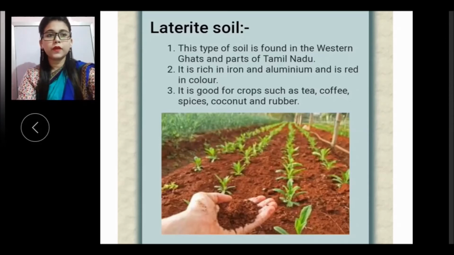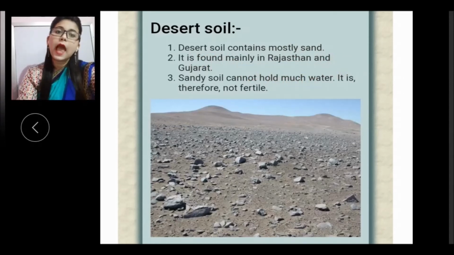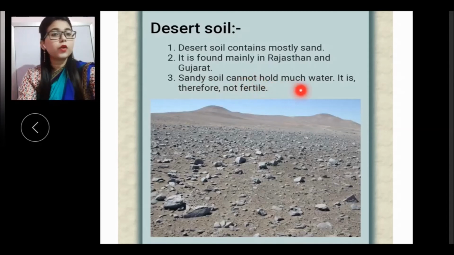Now let's move further and see the desert soil. I hope students you have some knowledge about this, because we have understood that the soil is not fertile and not good for cultivation because of less rainfall in the desert. So desert soil contains mostly sand. It is found mainly in Rajasthan and Gujarat. Sandy soil cannot hold much water. It is therefore not fertile. As you know, because of the less rainfall, there is sandy soil, and sandy soil cannot hold much water. So that is why it is not fertile.